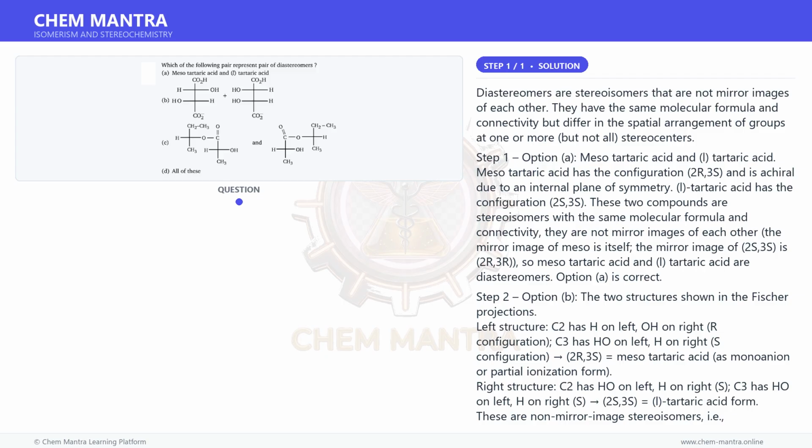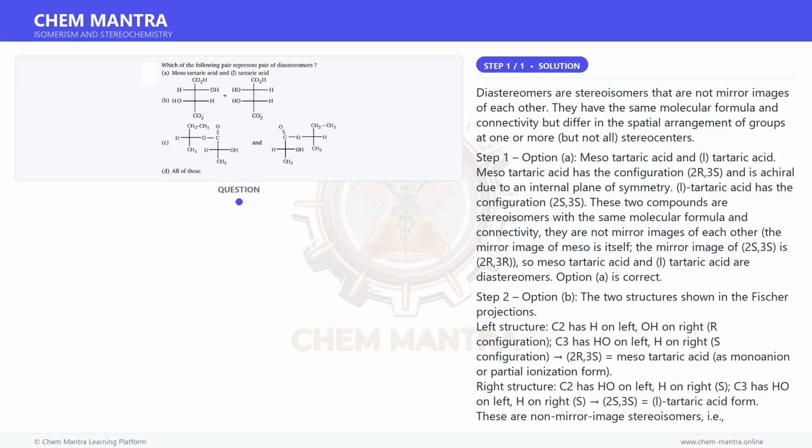Diastereomers are stereoisomers that are not mirror images of each other. They have the same molecular formula and connectivity but differ in the spatial arrangement of groups at one or more, but not all, stereocenters.